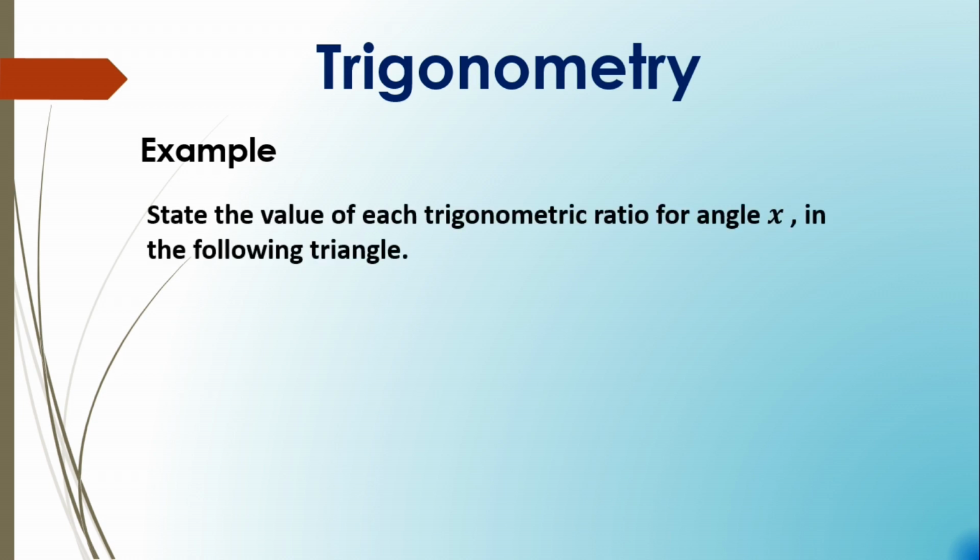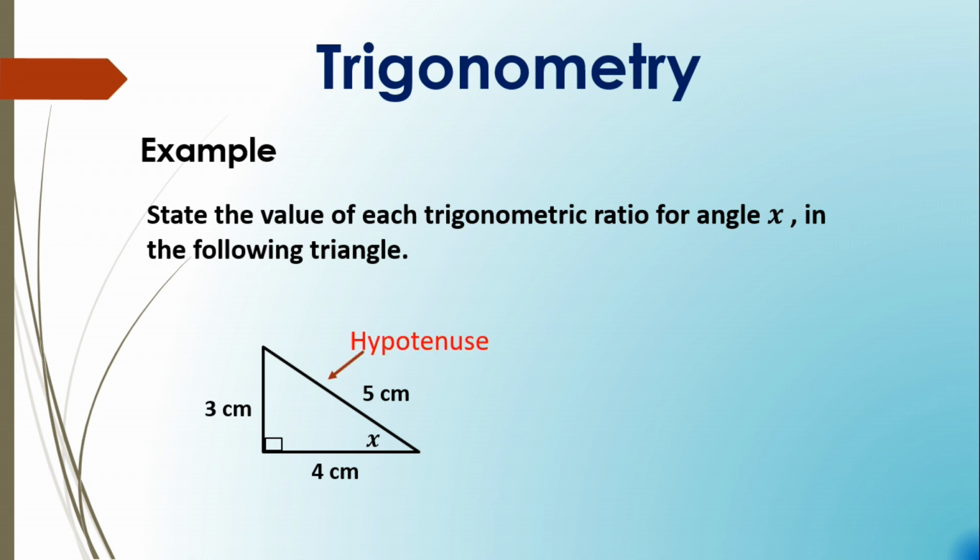Consider the following triangle, where you have angle x, the hypotenuse is 5 cm, the side which touches the angle x is 4 cm, and the side which is opposite the angle x is 3 cm. First, we are going to write down the name of each side. The hypotenuse is the longest one. The side which is opposite to the angle x is called the opposite side. And the side which touches the angle x is called the adjacent of angle x.